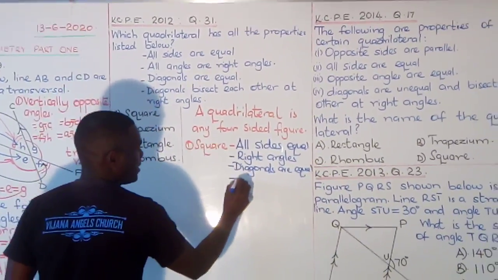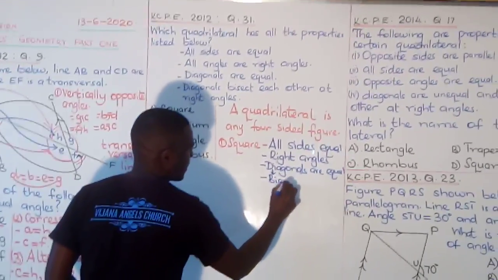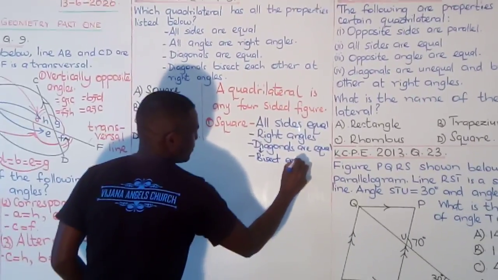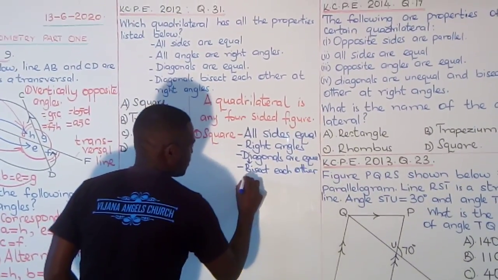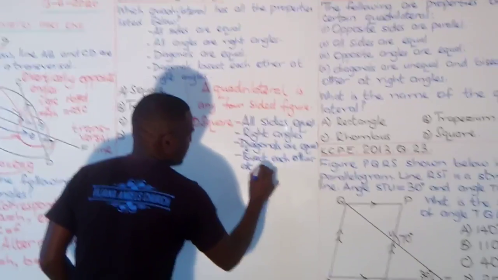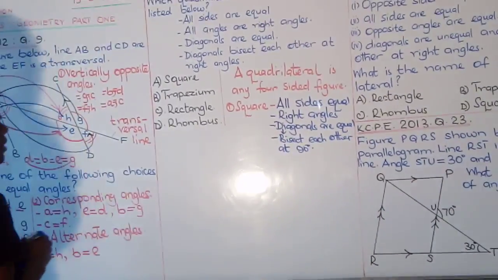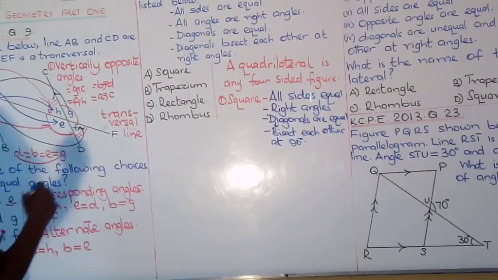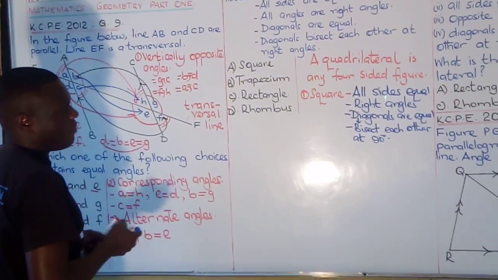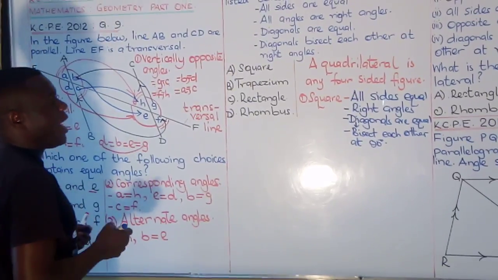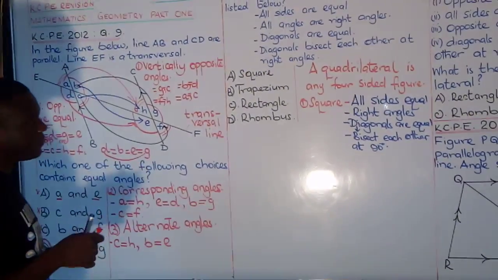Do they bisect? Yes, diagonals bisect each other at 90 degrees. So all sides are equal, all angles are right angles, diagonals are equal, they bisect each other at 90 degrees. That is a square.